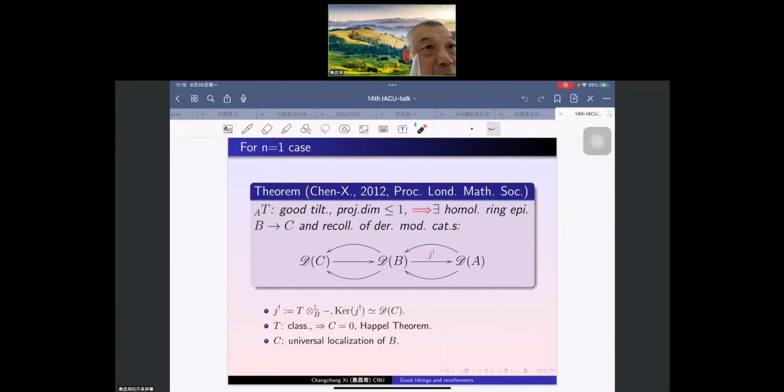For n equal to 1, that means the projective dimension of the good tilting module is less than or equal to 1, we have a nice description of this kernel. That means there is a homological ring epimorphism from the endomorphism algebra B of the tilting module to C, where C is another algebra, and a recollement. That means here, this is what we have already seen. And we can realize the kernel of this functor as the derived category of a ring C. Also this C and this B are linked by a homological ring epimorphism. So if T is classical, then C is zero, and we come back to Happel's result. In fact, this C is a universal localization of B.